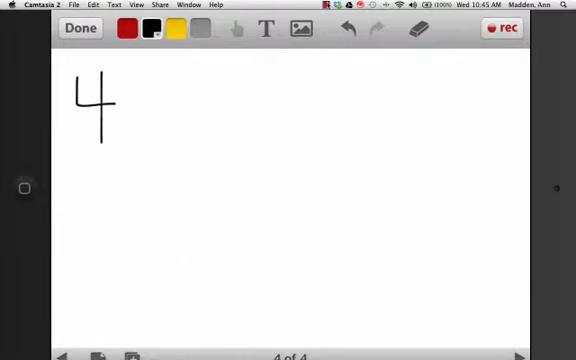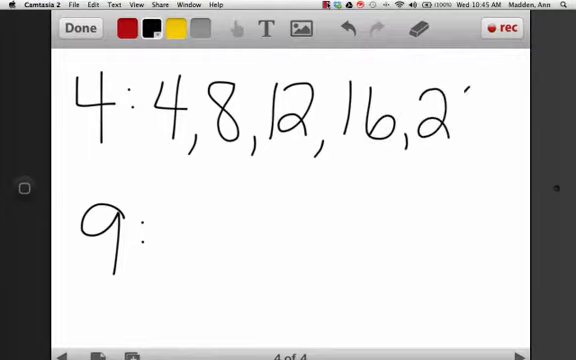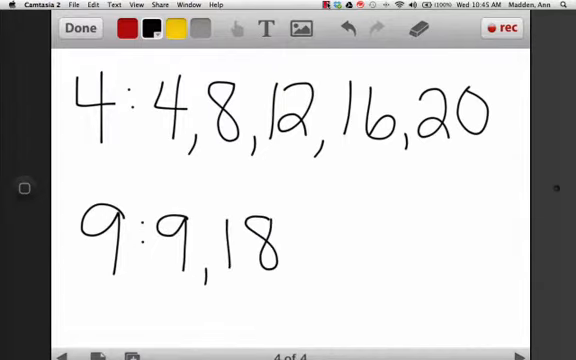Now 4 and 9. 1 times 4 is 4. 2 times 4 is 8. 3 times 4 is 12. 4 times 4 is 16. 5 times 4 is 20. And I'm going to stop there. I have my 5. I might have to do more. We'll see. 1 times 9 is 9. 2 times 9 is 18. 3 times 9 is 27. Ooh, I'm at 20 and 27 and I still haven't found them.